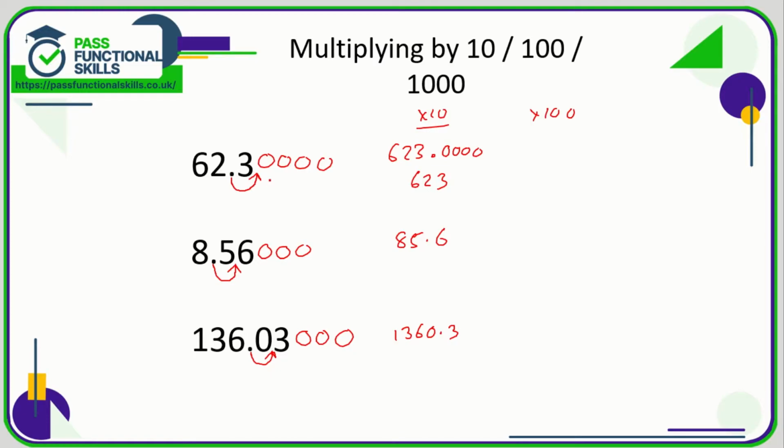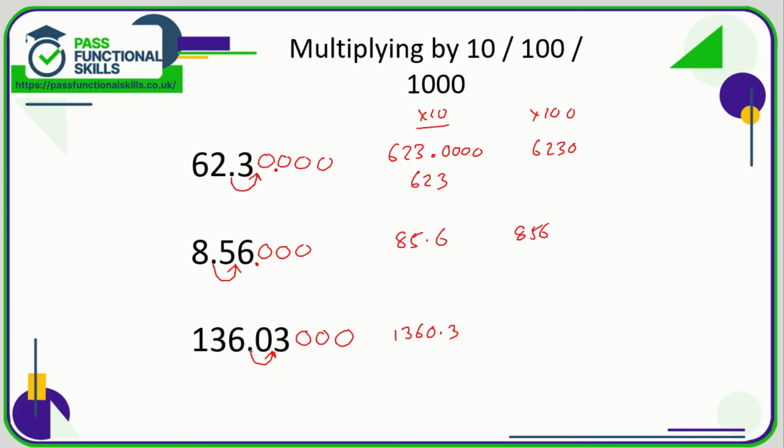When we're multiplying by 100, we're going to move the decimal point two positions. So 1, 2, so it's going to be here. So 6230.000, otherwise known as 6230. 8.56, we're going to move it two positions, so it's now going to be here between the 6 and the first 0. So 856.000, otherwise known as just 856.